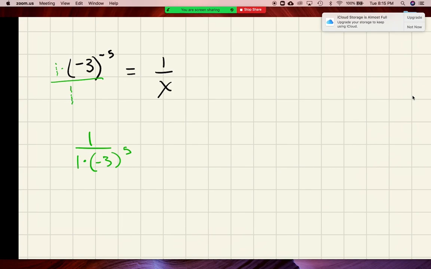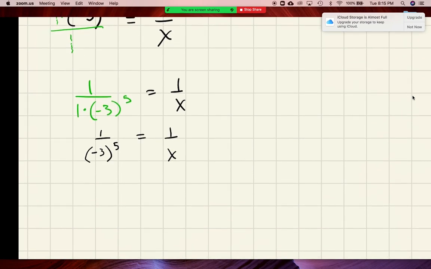So the only thing that changes is the exponent. This still stays negative. And then 1 over x. So then we can have, that's the same thing as 1 over -3 to the 5th equals 1 over x.